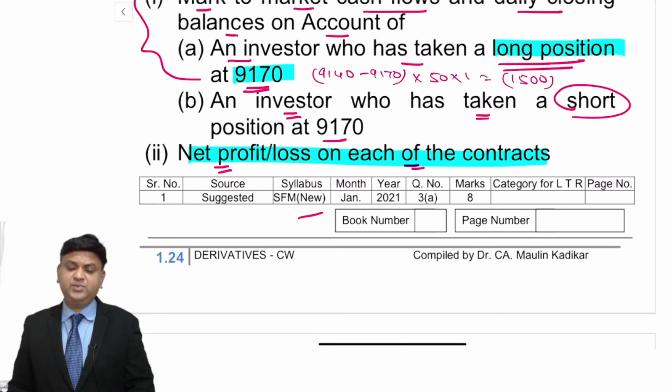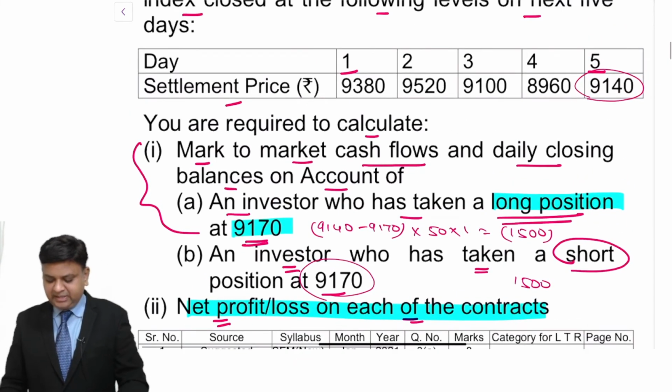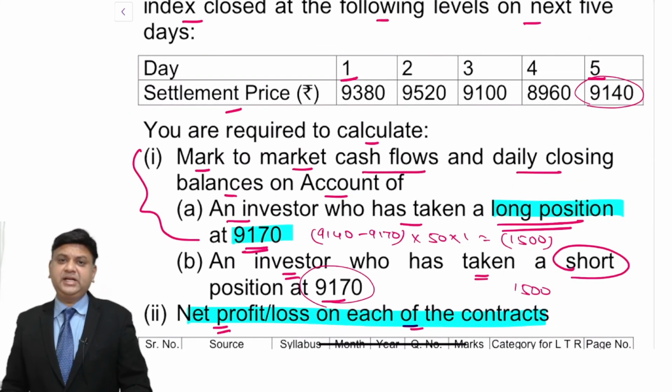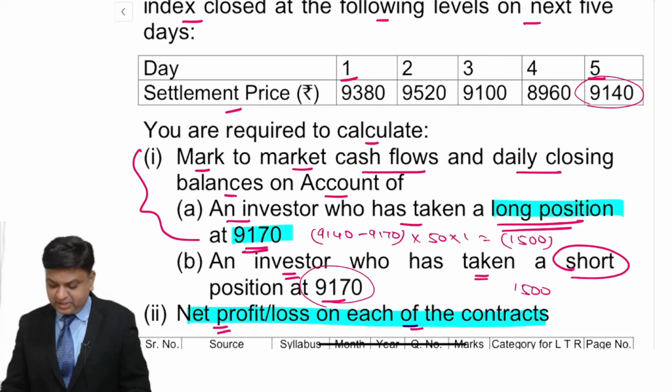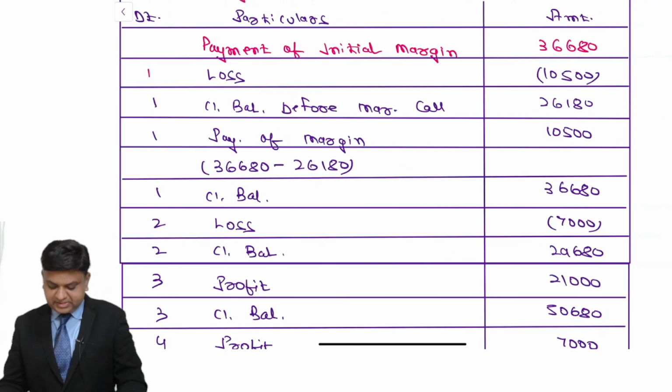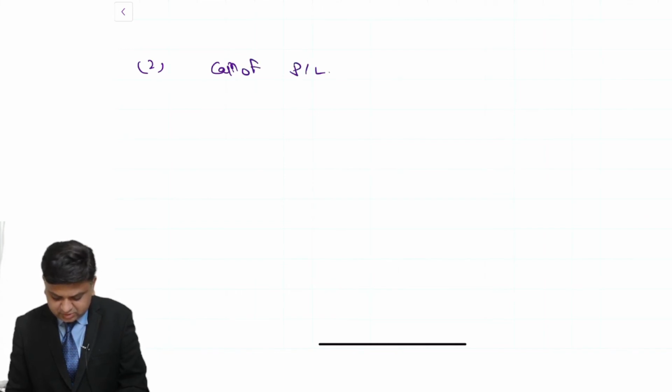In the second case, where you have entered into the transaction to sale at 9170, so of course you will be having the gain of 1500 rupees. And if at all you prepare the cash book, even in that case you will get the same answer, considering that you have squared off the contract at the end of the fifth day at this price. So please write down final answer. Answer for the second question. Calculation of the profit or loss.